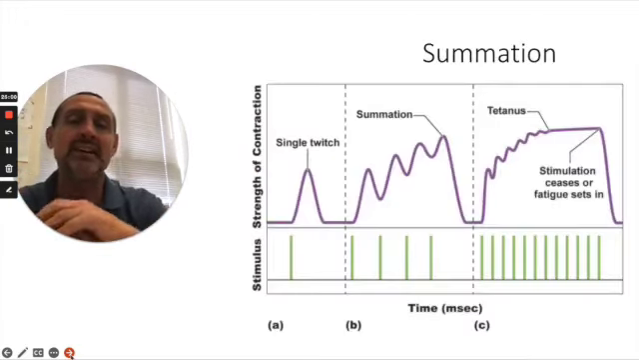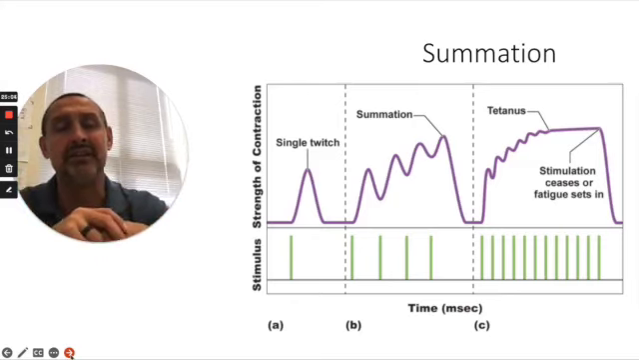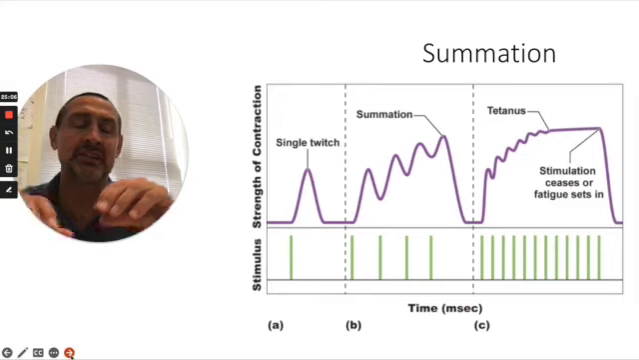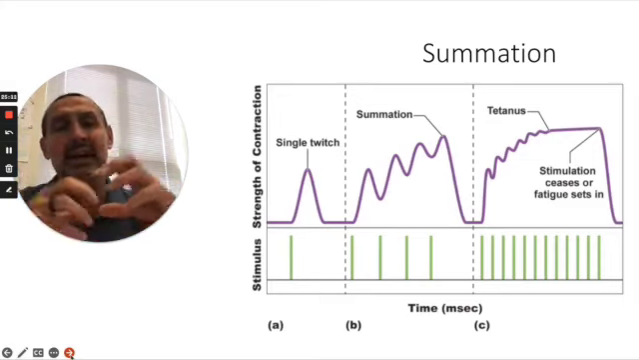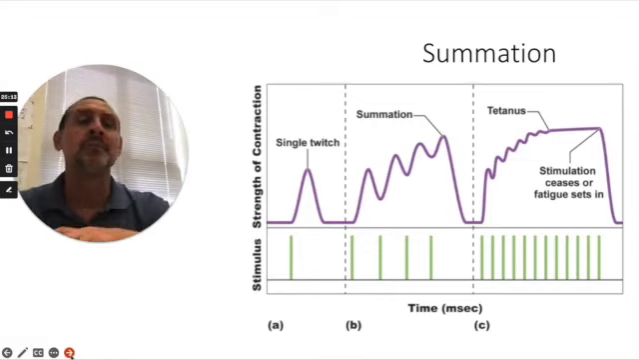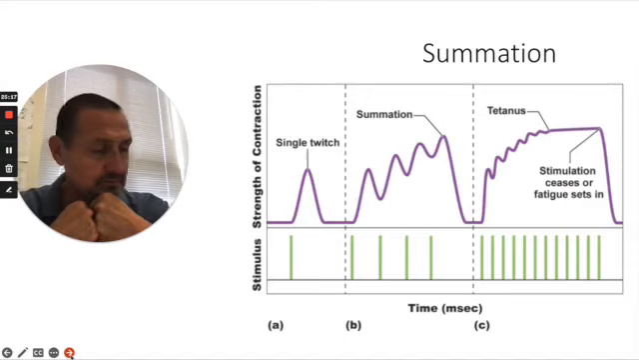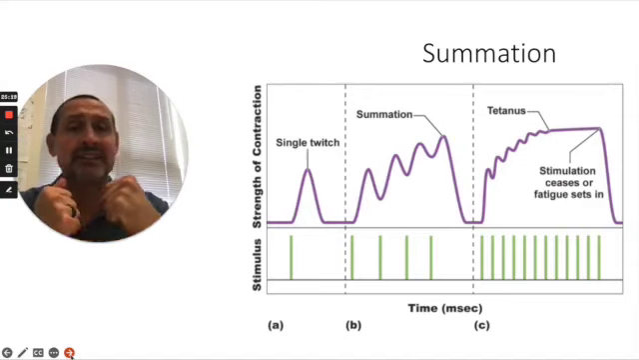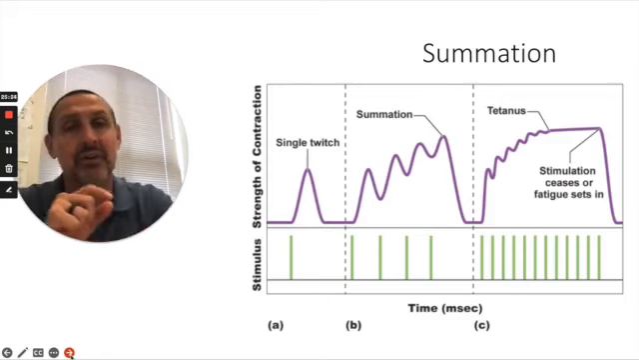Summation is the idea of adding together individual twitches, or summing individual twitches. We can increase the strength of a contraction if we can make that muscle contract before it has a chance to relax completely. That allows us to grip and hold things, summation. When your muscles are completely contracted, that's called tetanus. When they're unable to stay contracted, that's called fatigue.